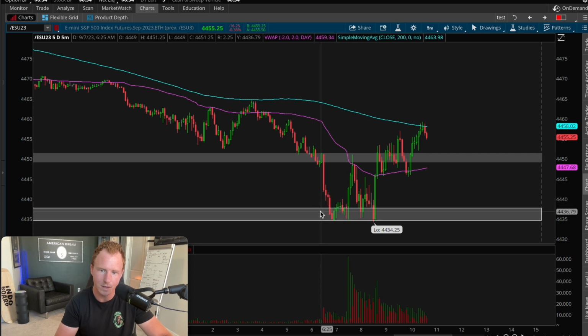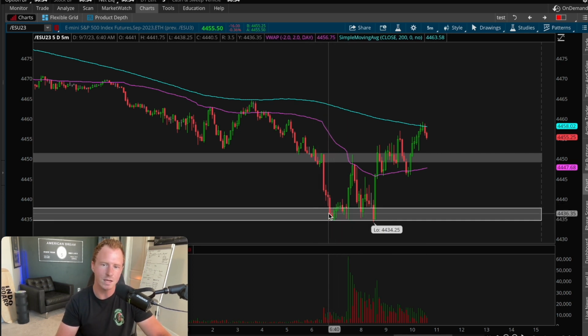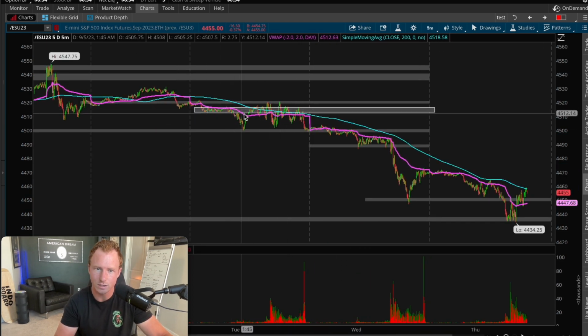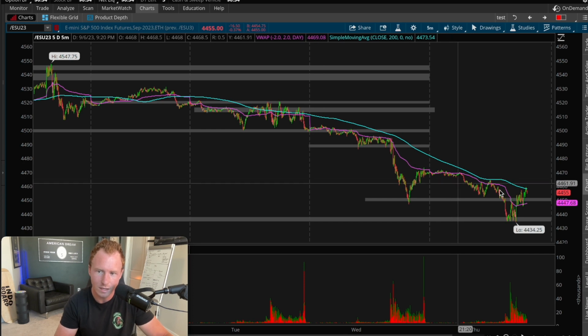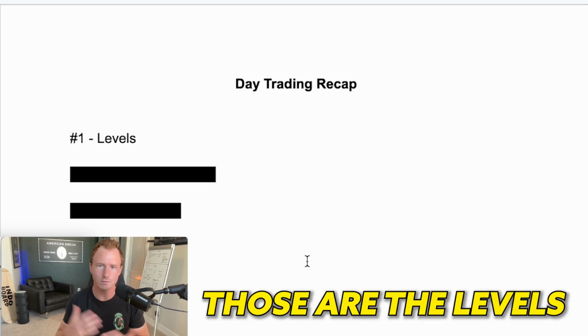And then we also had a demand zone that was formed a few weeks ago down here as well. But again, I didn't really want to focus on longs today because it would be going against the trend. As you can see, we've been selling off all week. And typically I want to trade with the trend. So those are the levels, right? That's the first thing you need to do.